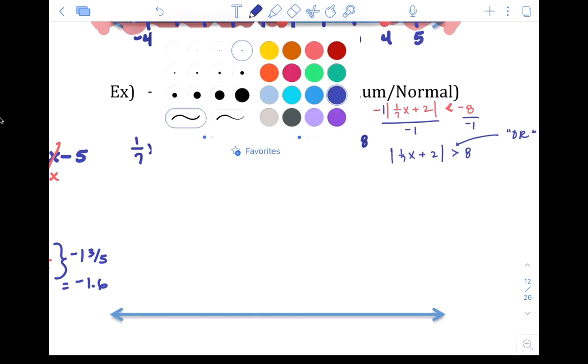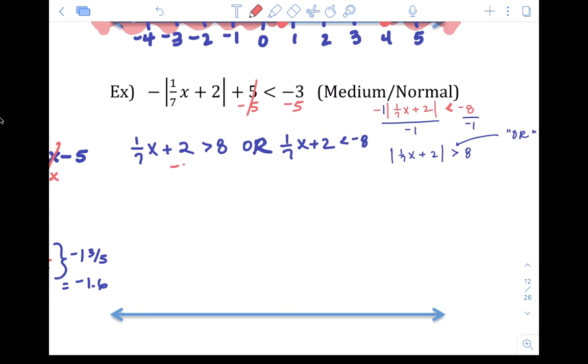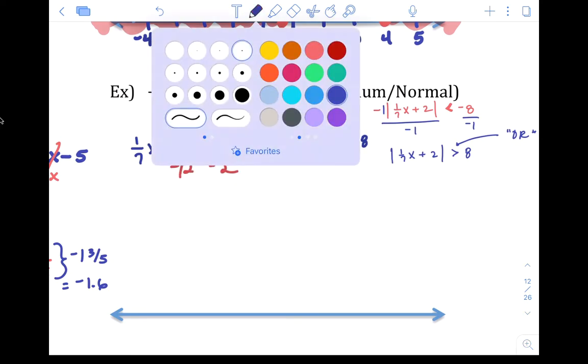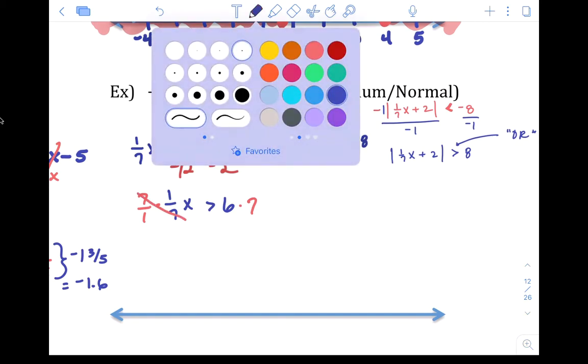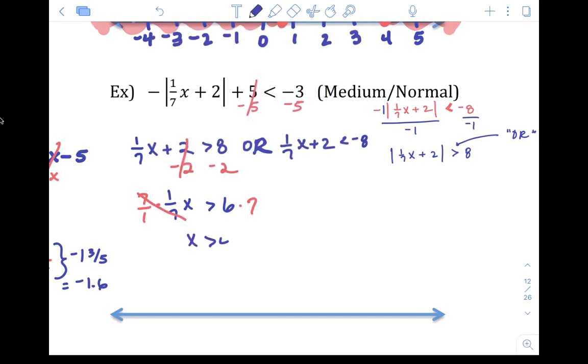So solving this is going to be pretty quick and easy. We're going to subtract 2 and update our problem. We have 1/7 x is greater than 6. And then remember, to get rid of a fraction, multiply by its reciprocal. So the reciprocal of 1/7, thankfully, is just 7/1. Just 7. It's beautiful. So we end up with x is everything greater than 42.